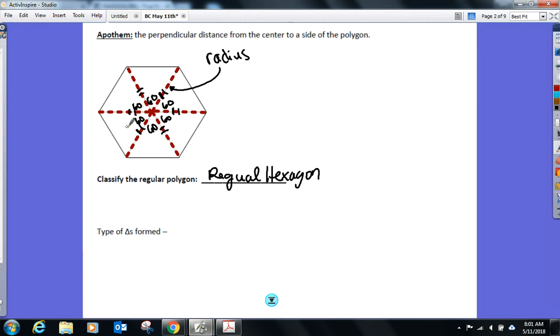What's going to be the angle measurements for these? I know they're congruent. 60, right? So can you reclassify these triangles? They're not isosceles. I can say they're equilateral triangles. Yep. All right, they're equilateral triangles for the hexagon.